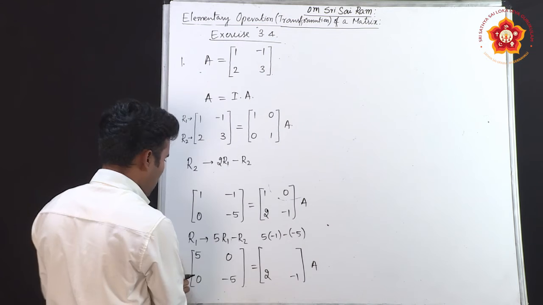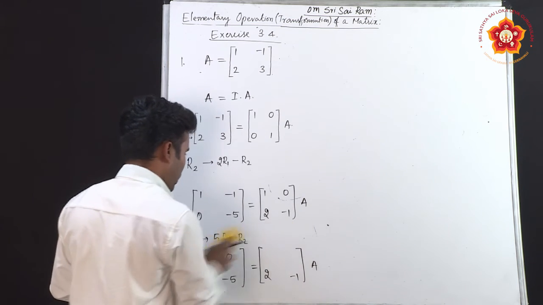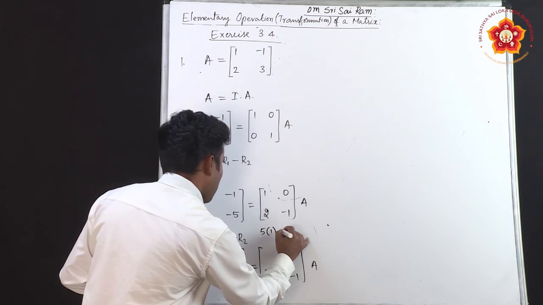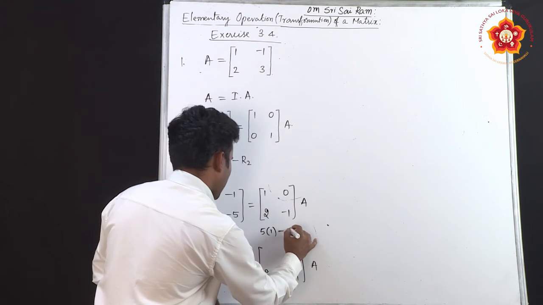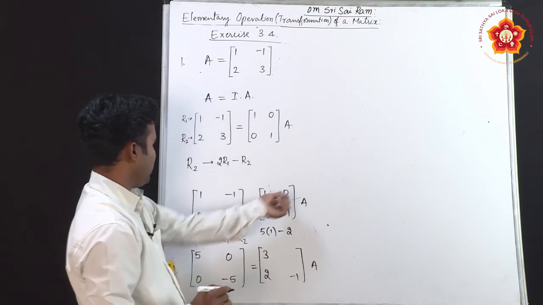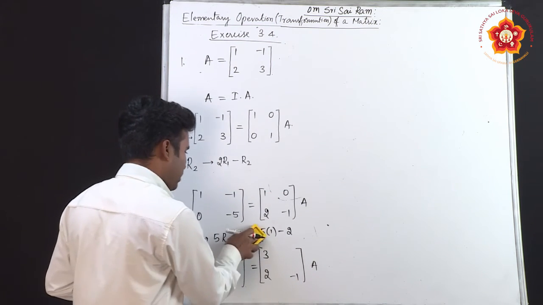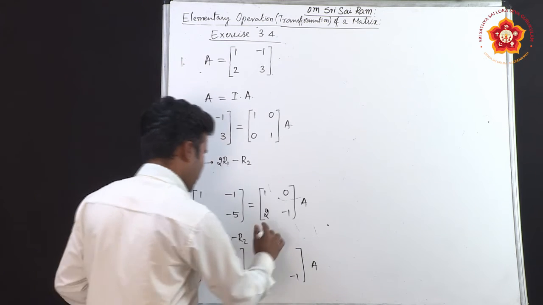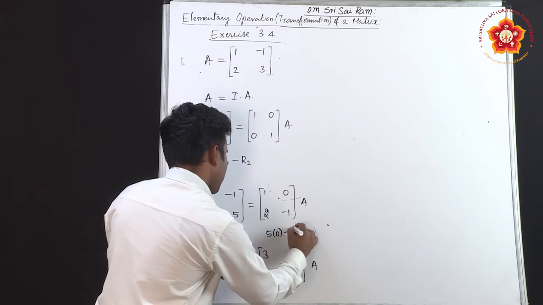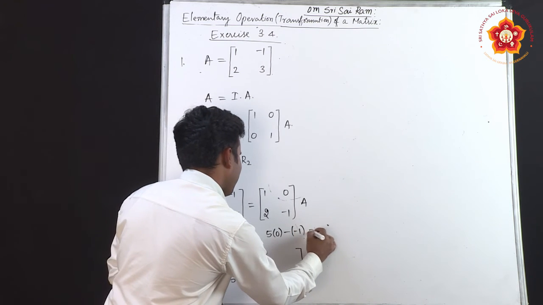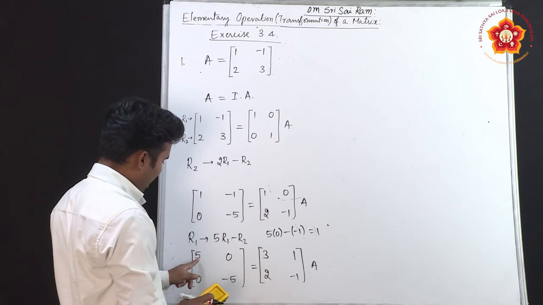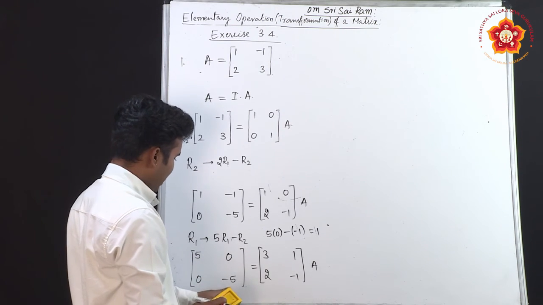Now, 5 times R1, what is R1 here? 1. 5 times 1 minus R2, what is R2 here? 2. What is 5 minus 2? 3. And the same thing you can do for that side also with the corresponding elements. 5 times R1, R1 is 0 here, minus of minus, it will be 1, and this will be 1. So, still here we have 5 and here we have -5.